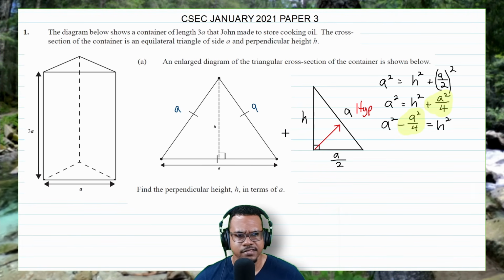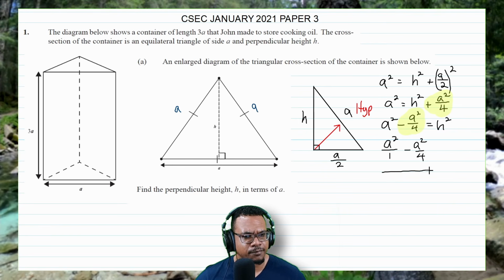All right, so I can use the LCM, put this a squared over 1, take away a squared over 4, and find the LCM. Between 1 and 4, the LCM is obviously going to be 4. Of course, this is equal to h squared. So 1 into 4 is 4, and 4 times a squared will give you 4a squared.